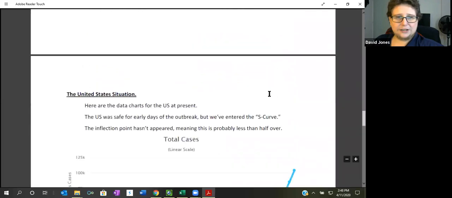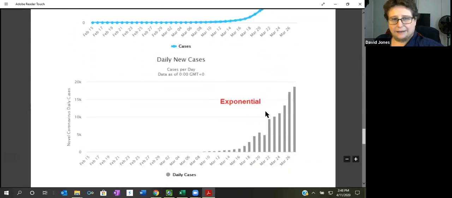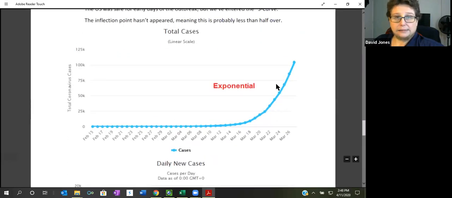And so this also has stuff for the US, and we have not reached the flattening out point yet, or the inflection point. If you look at the calculus-based one, they suspect it's going to be in the next 10 days. Most of the country will start hitting that inflection point. Maybe two weeks.